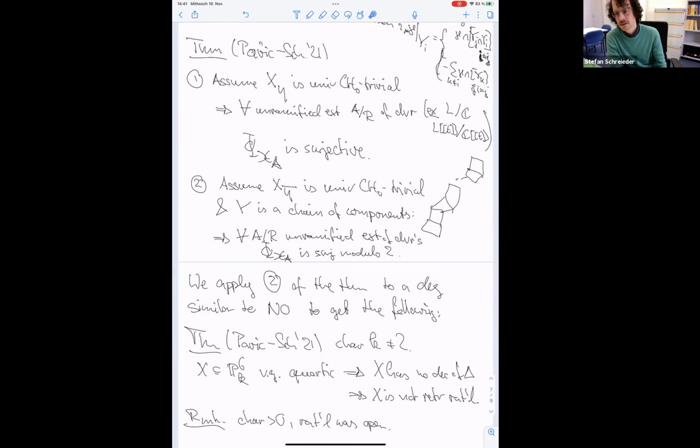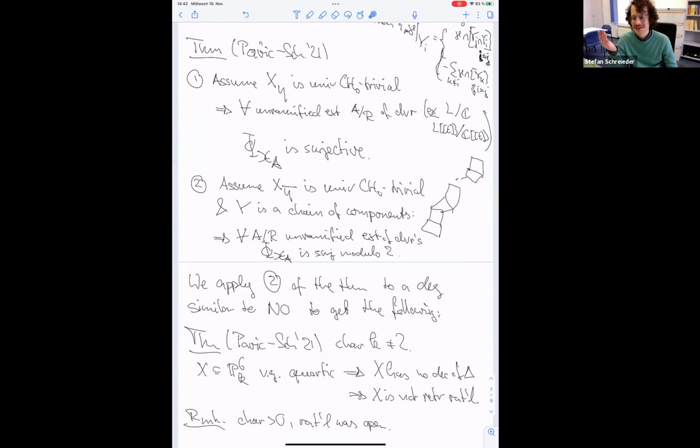And a philosophical question. So this possible example to separate retract rationality from stable rationality failed. What do you actually expect in this direction? Well, I'm pretty sure that they are different. All these notions are different, but it's difficult. I don't know.